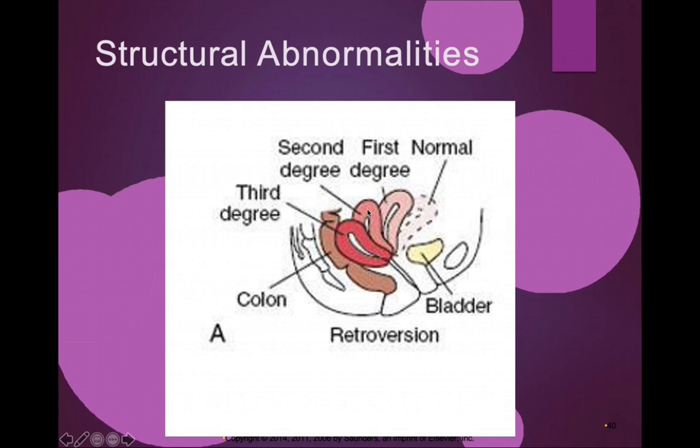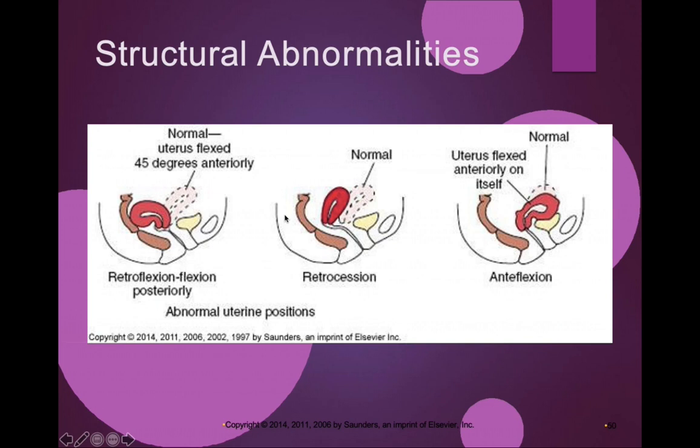Then we see that there are varying degrees of posterior shifting. When it first starts to shift, obviously that would be a first degree. When it rotates even more posteriorly, second degree. And when it rotates even more, third degree. Right now it's pushing up back here against the colon and can actually obstruct bowel movement. Okay, that is retroversion. It is moving retro, backwards, or posterior.